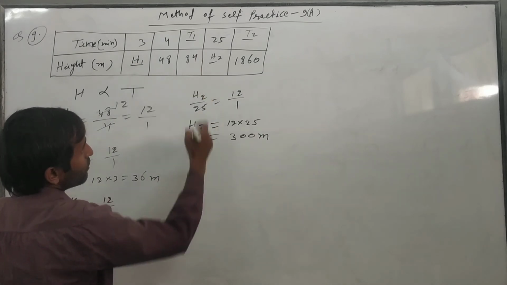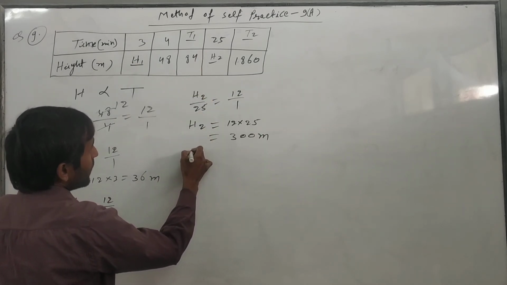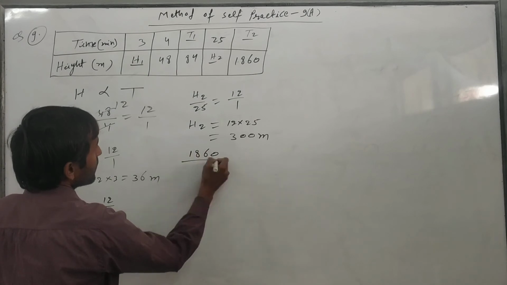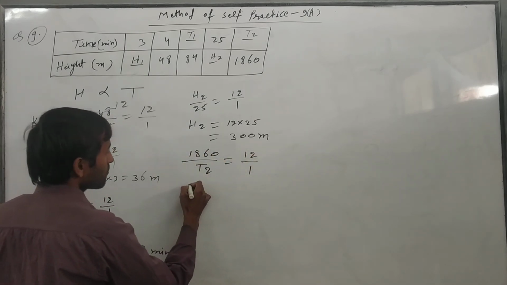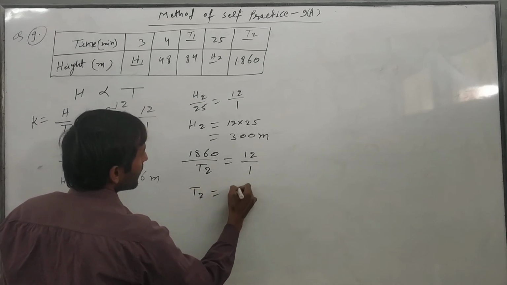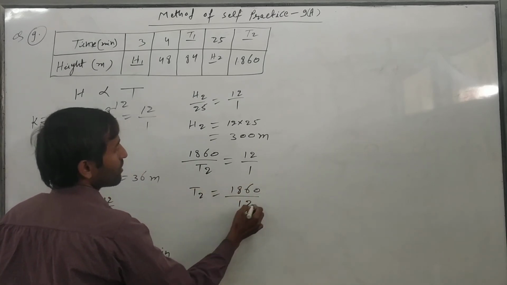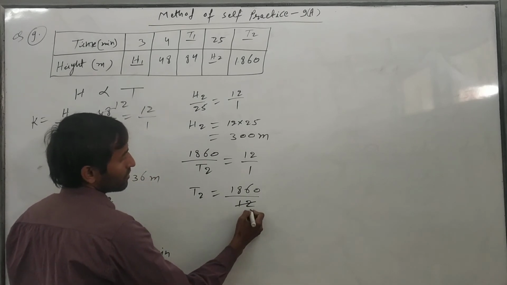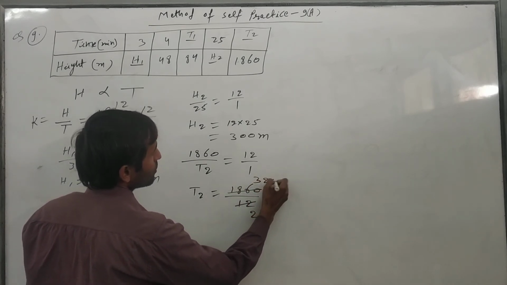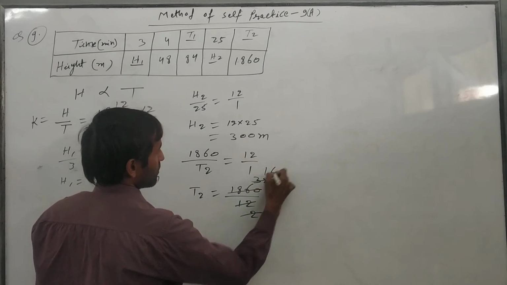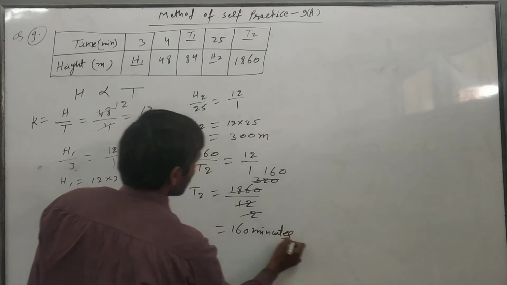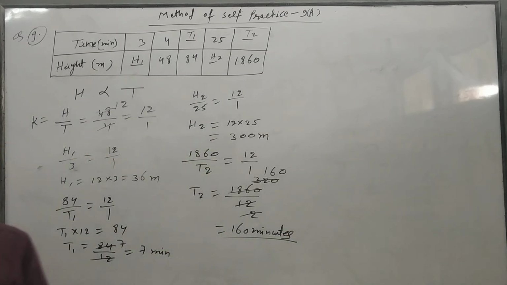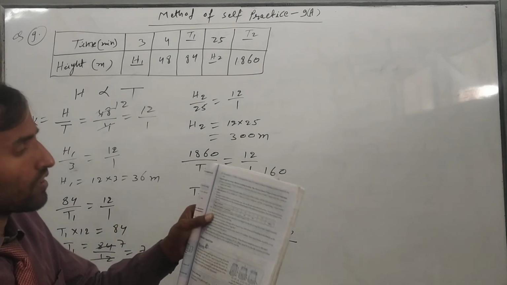Now we have to find t2. In this case again we have to find like this: 1860 upon t2 is equal to 12 upon 1. Now cross multiply, then it will come t2 is equal to 1860 upon 12. Now we will cancel out by 6 2 and then 3 2 0. Now we will cancel, so it will come 160 minutes in the last part. Okay. So ninth question is completed now. Now we have D question, just same like that question is given, just try yourself.